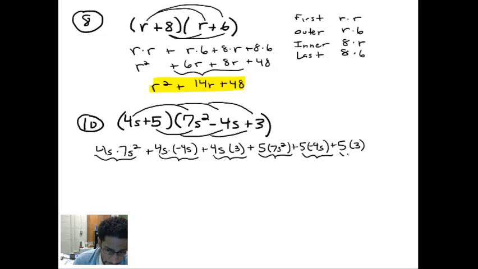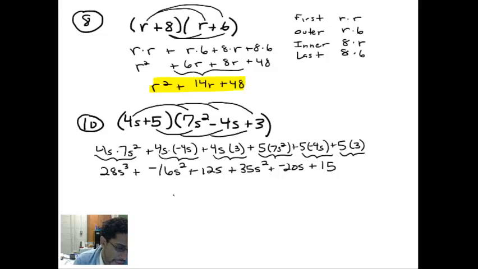This is just one way to do it. Okay. We'll have 4 times 7, which is 28. S times s squared, which is s cubed. Then we have a 4 times a negative 4, which is a negative 16. S times s, which is s squared. 4 times 3, which is 12, and then an s. Then we're going to have 35 of the s squares, 5 times 7. Negative 20 of the s's, 5 times negative 4. And then 5 times 3, so 15.